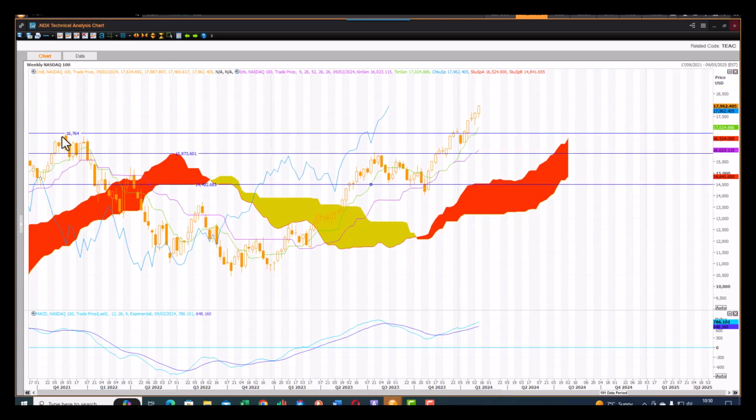The old high there of 16,764 is a new support zone that can be tested in February, beginning March, with the top end of the cloud at 15,873 as the next support zone. And by that time, the standard line of the cloud would have caught up with the support zone there. But a little bit extended from the top end of the cloud, so we can see a bit of a correction coming in the next couple of weeks, consolidation on this weekly chart.